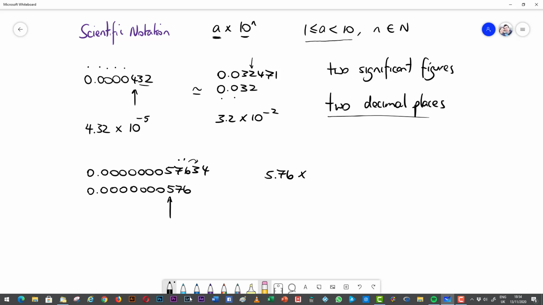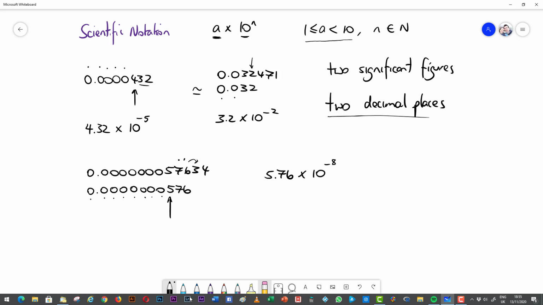Now, multiplied by 10, and then how many zeros have I? 1 on the left, and then 2, 3, 4, 5, 6, 7, 8, and it's minus 8. Again, minus because this is a really small number and not a really big number.